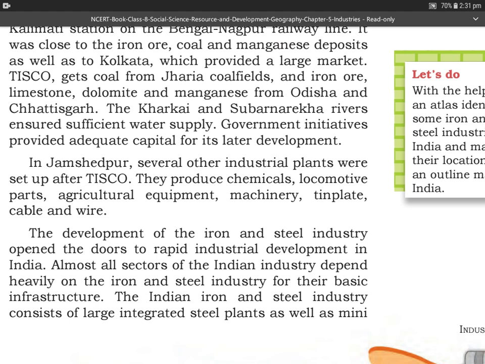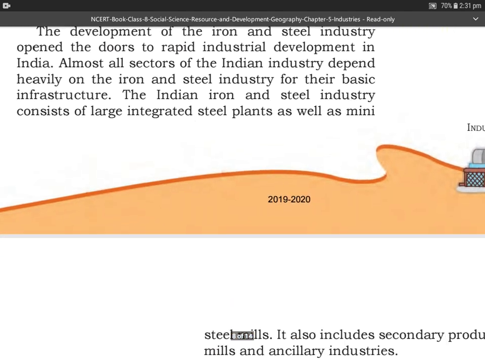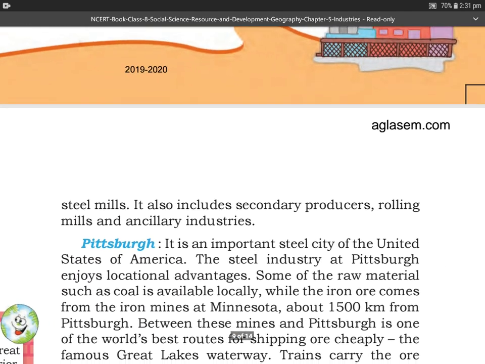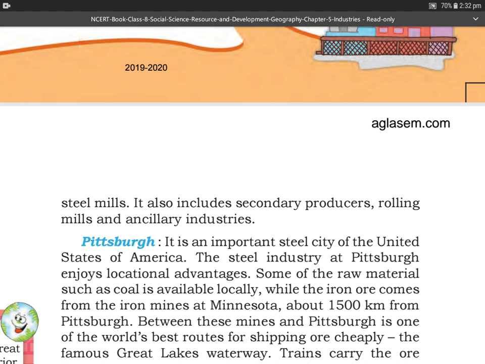The Indian iron and steel industry consists of large integrated steel plants as well as mini steel mills. Right? It is not only that iron and steel industries are on a large scale. Some entrepreneurs and individuals have started small steel mills also. It also includes secondary producers, rolling mills and ancillary industries. Ancillary means subsidiary, those who are using the product and are subordinate to the iron and steel industries.